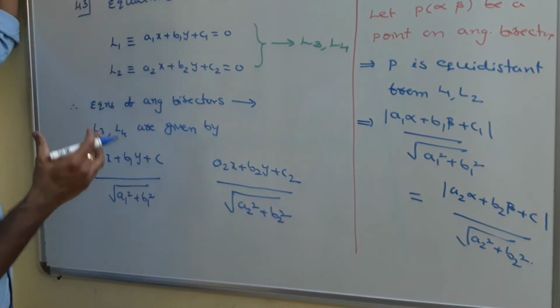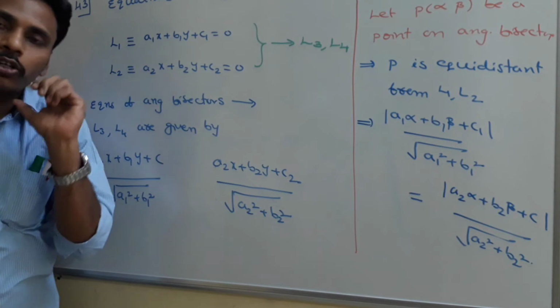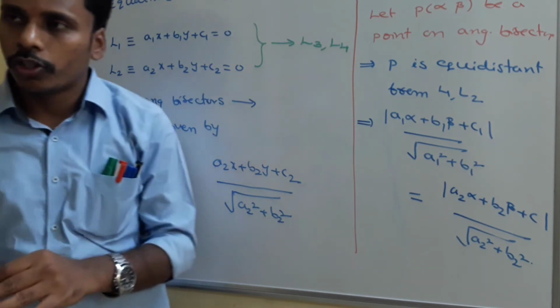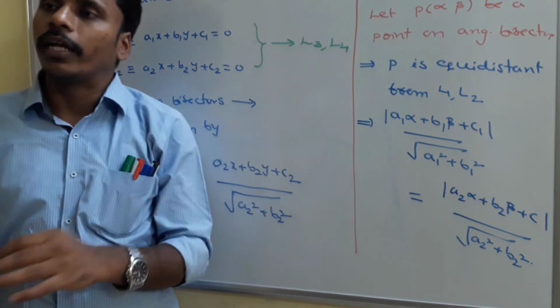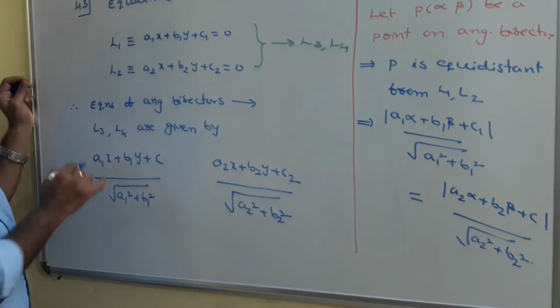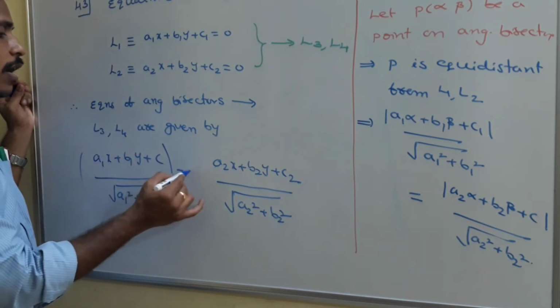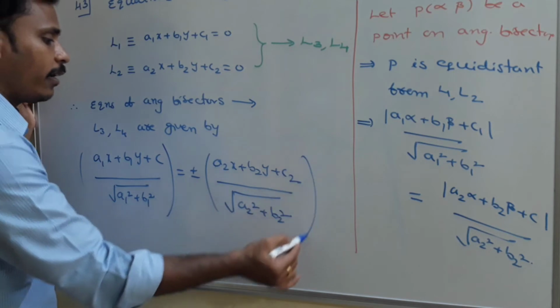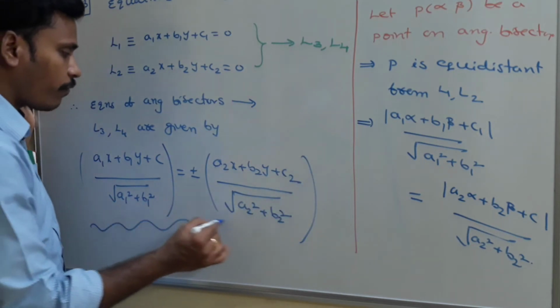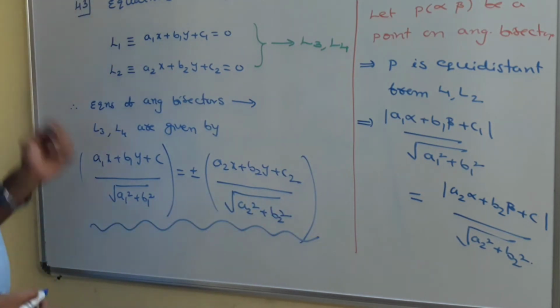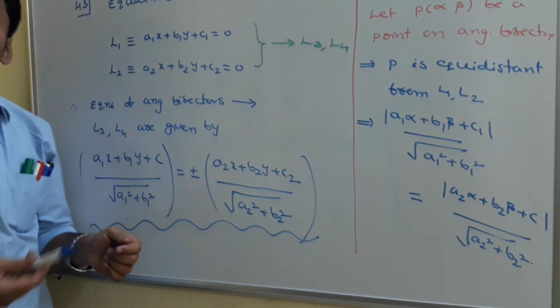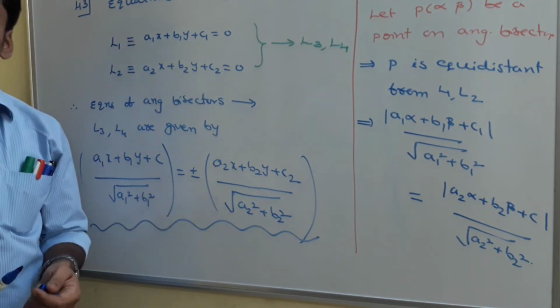Both sides have modulus symbols. While removing the modulus, you may get positive-positive or negative-negative on one hand, and positive-negative on the other. That indicates that there are totally two possibilities with plus or minus signs. So at the end, this is the equation for the angular bisectors. But since we removed the modulus sign, we need to use the plus or minus symbol here.